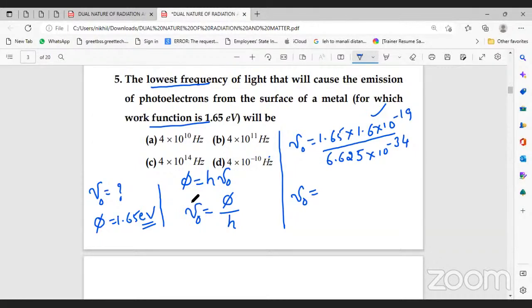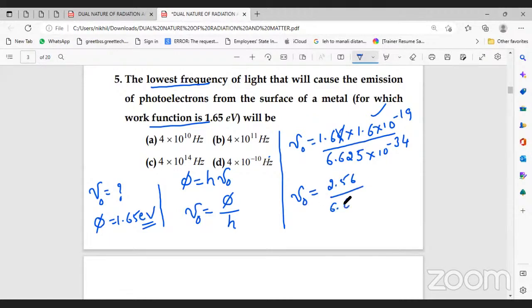What is 1.65 into 1.6? You go with rough calculation. You can take 1.6 squared. It is 2.56, no, 1.6 into 1.6. Yes, sir. Take this 1.65 approximately as 1.6 only, so it will be easy for calculation. 1.6 into 1.6 is 2.56, sir.